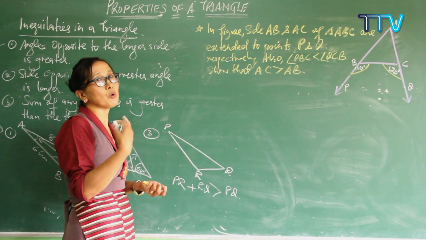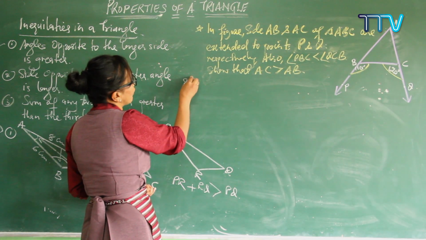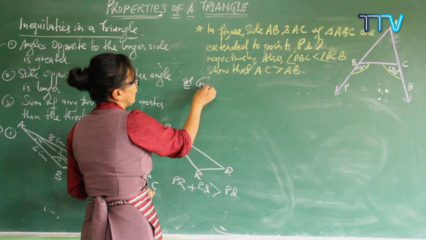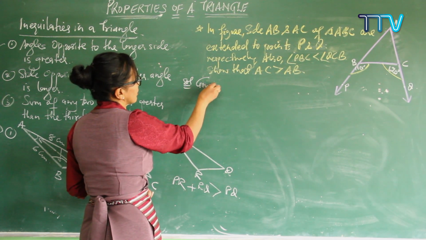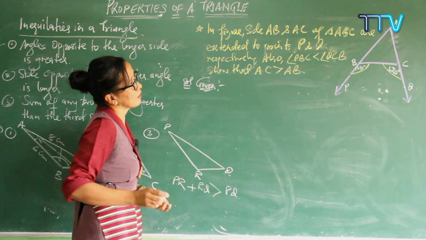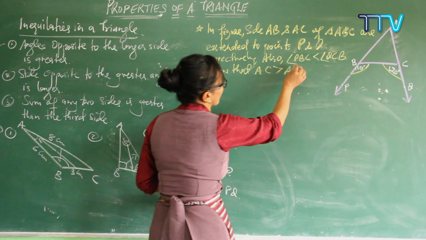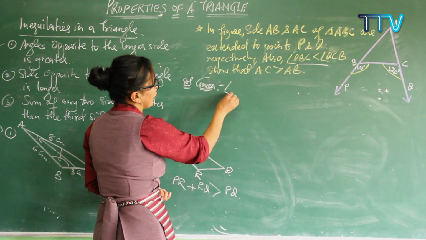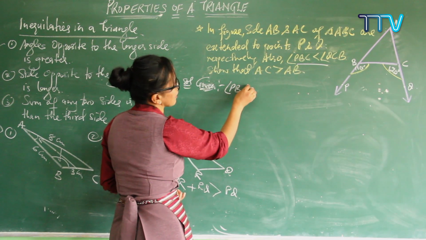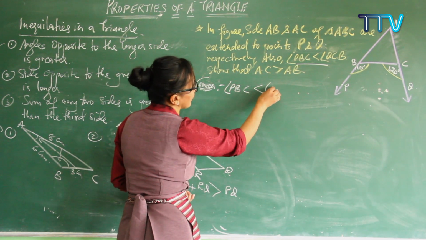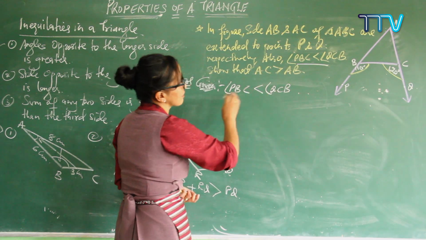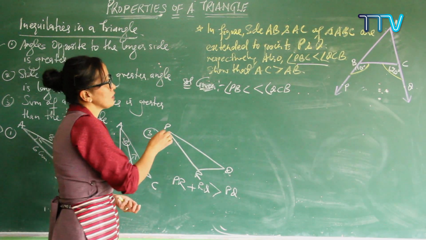Now see, let me prove. How do we prove? First of all, when you prove, you always have to write the given first. Yes, this is your given. See here, angle PBC is less than angle QCB. This is given.